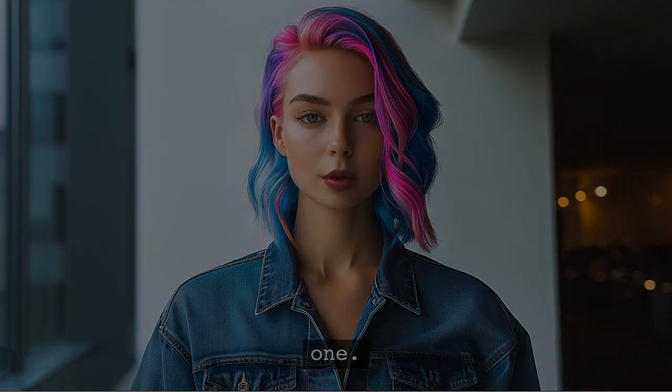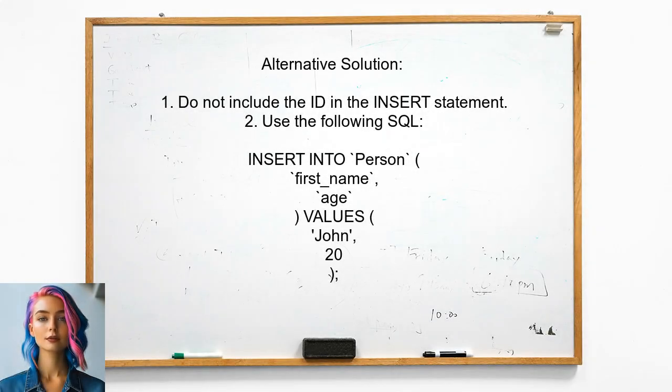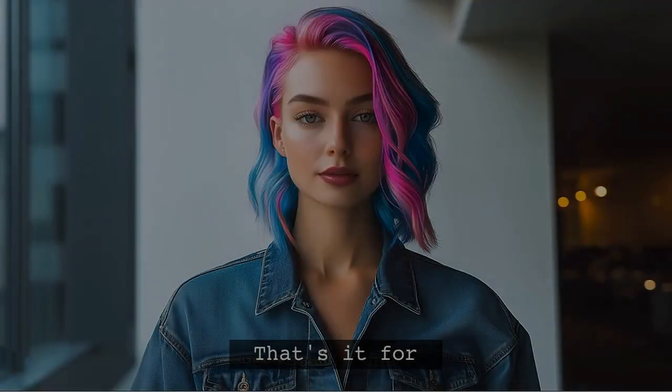Let's take a look at another one. An alternative solution suggests that since you set the ID to auto-increment, you shouldn't specify it when inserting a new record. Instead, just insert the first name and age. That's it for that response.